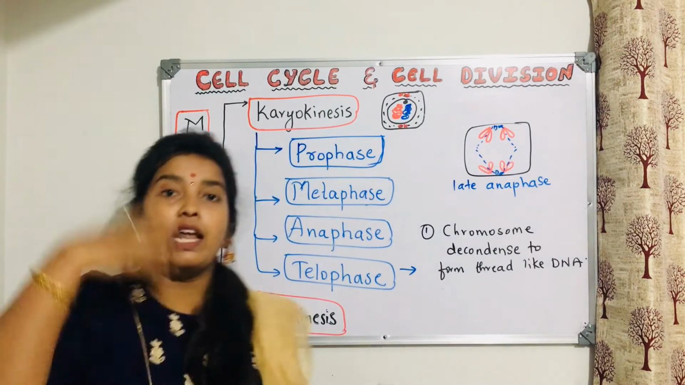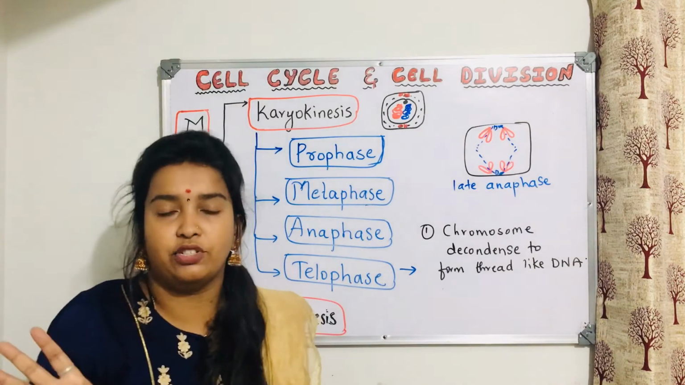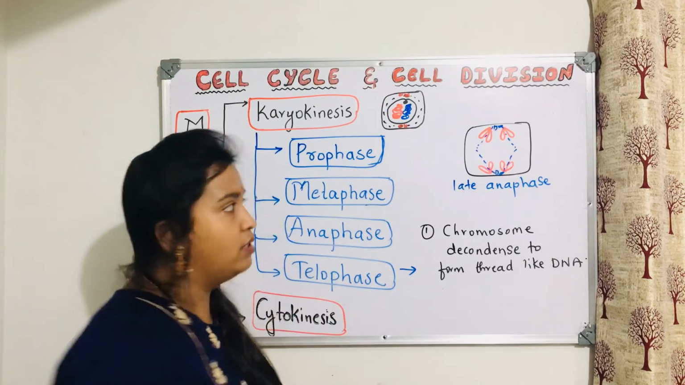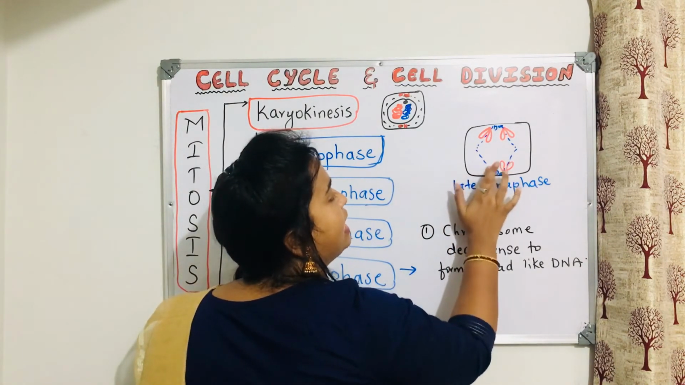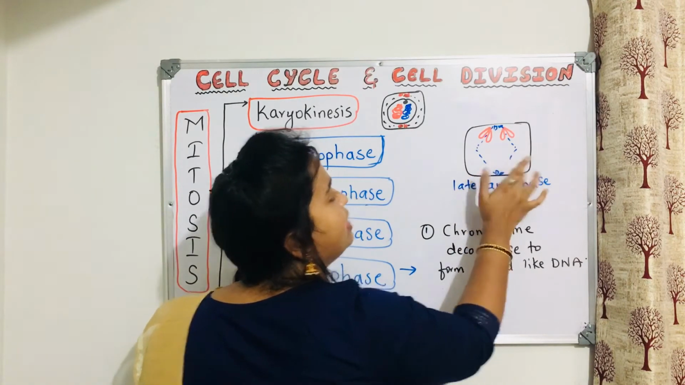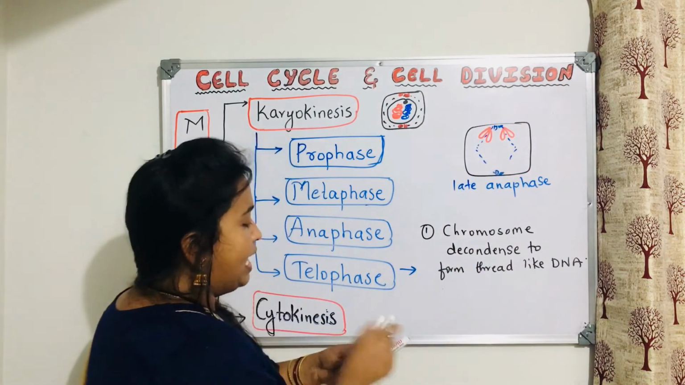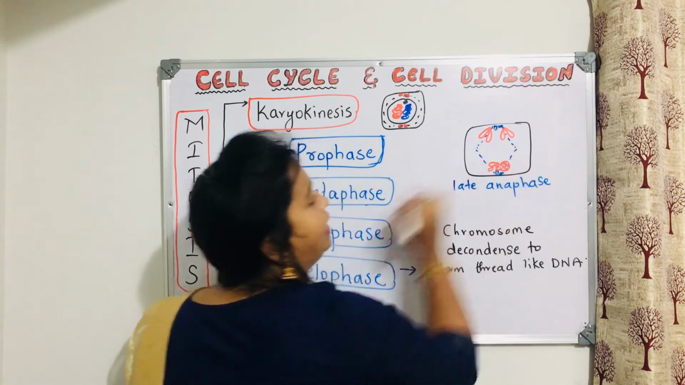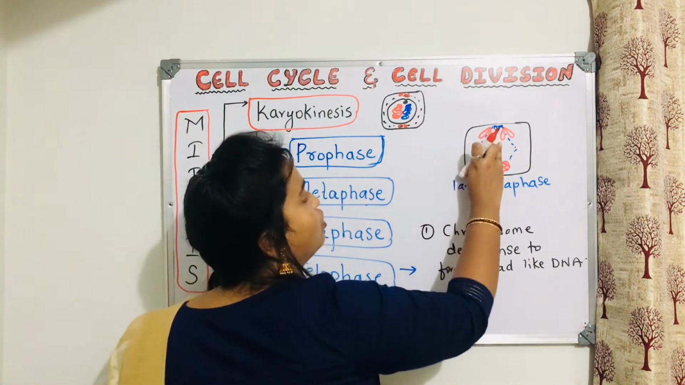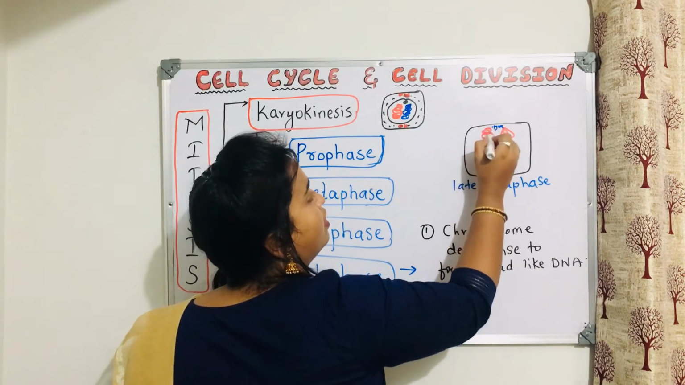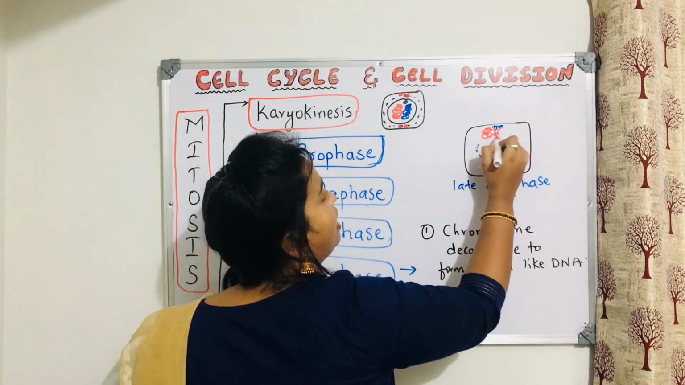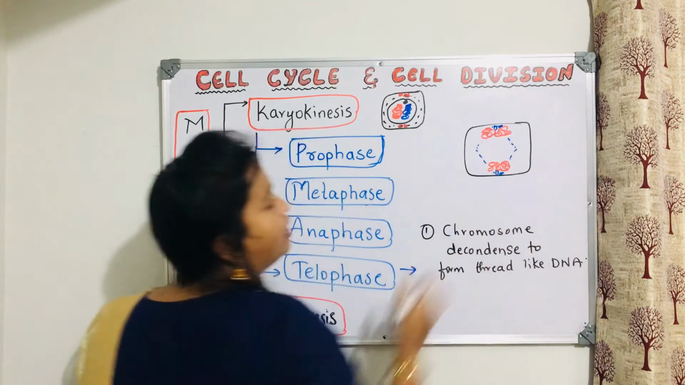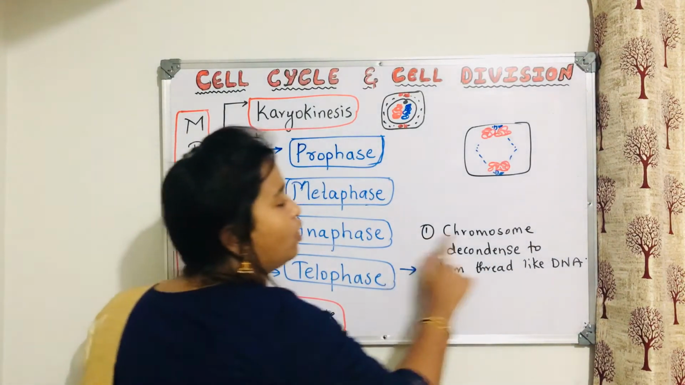There condensation happened, and here it is decondensation, wherein the chromosome will start loosening up. I'll show you what will happen here. Slowly you can see that instead of the chromosome, they loosen up to form thread-like material. The same thing happens here also. Now this is not late anaphase, now we are talking about telophase. So the first thing is chromosome decondensed.